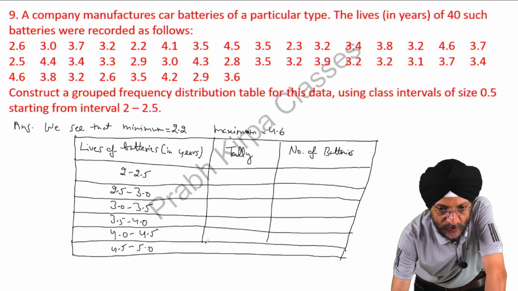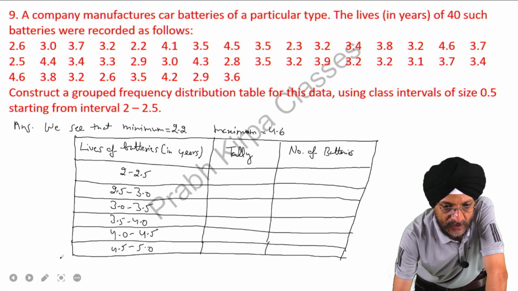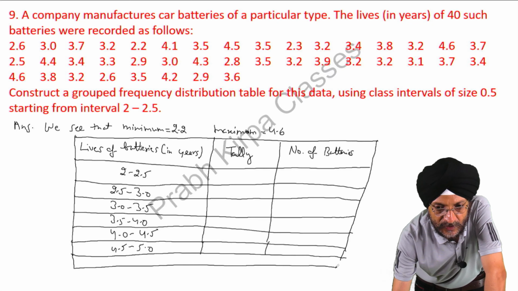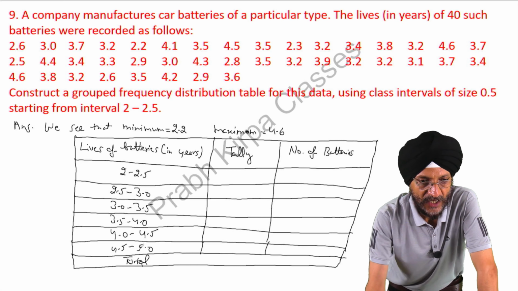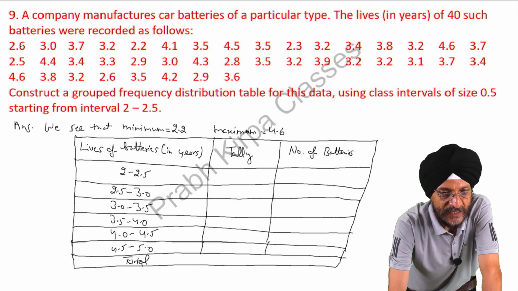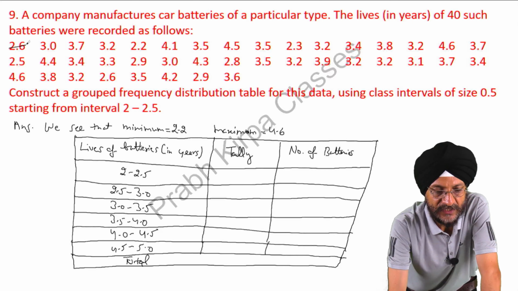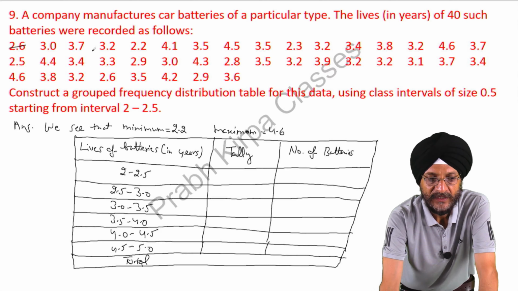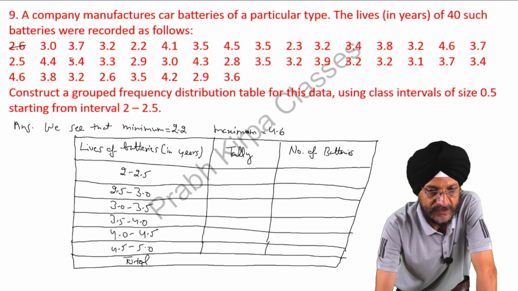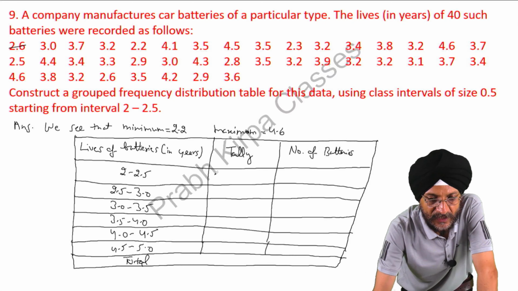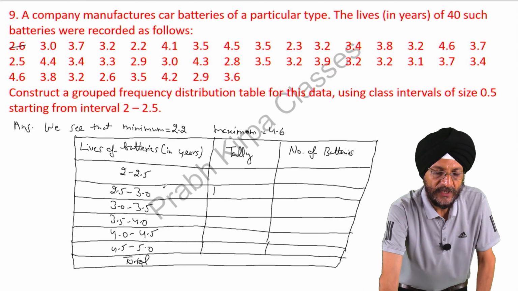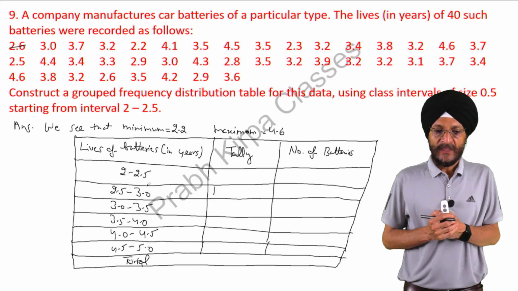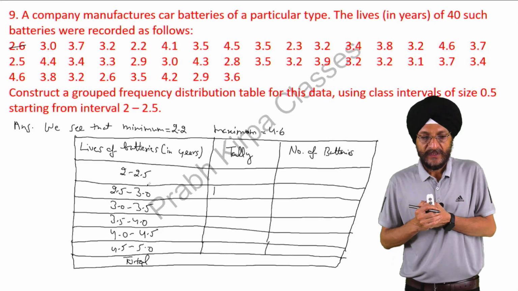So here we have formed the overview of the grouped frequency table. Now we will count the life of the batteries. First is 2.6. That is, one battery had a life of 2.6 years, so it will come in this class interval.